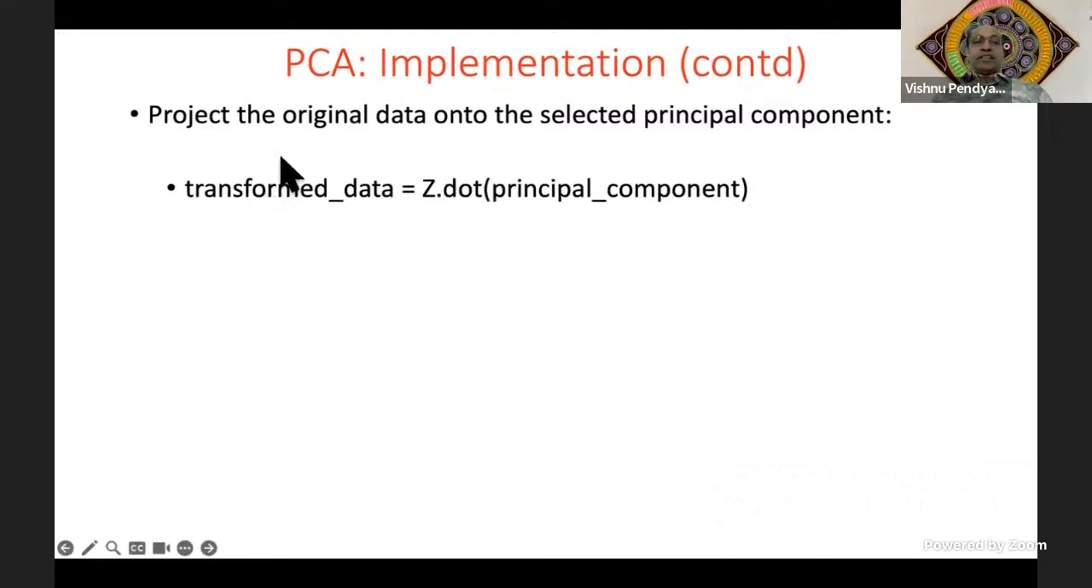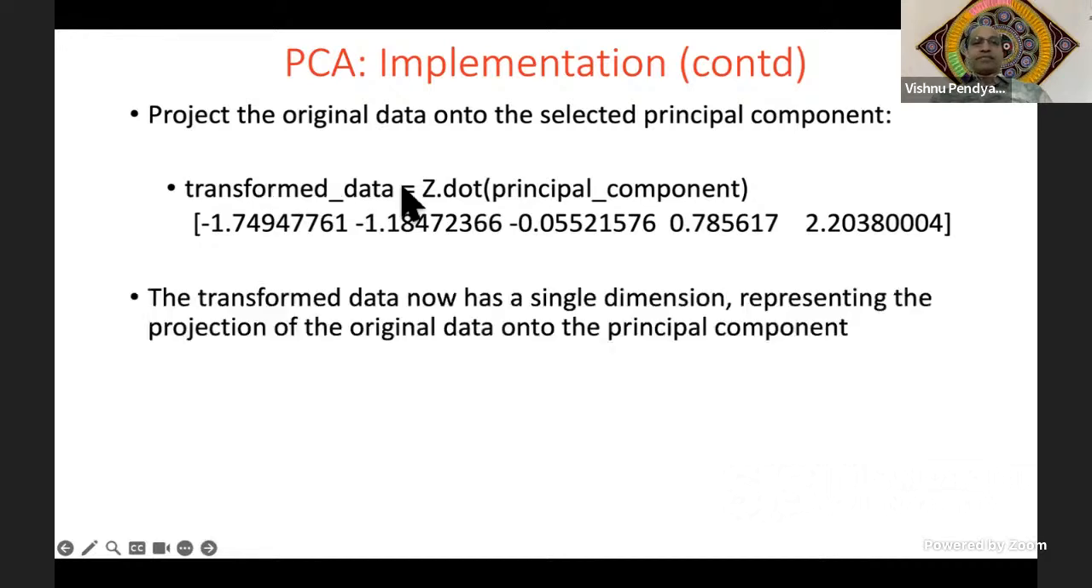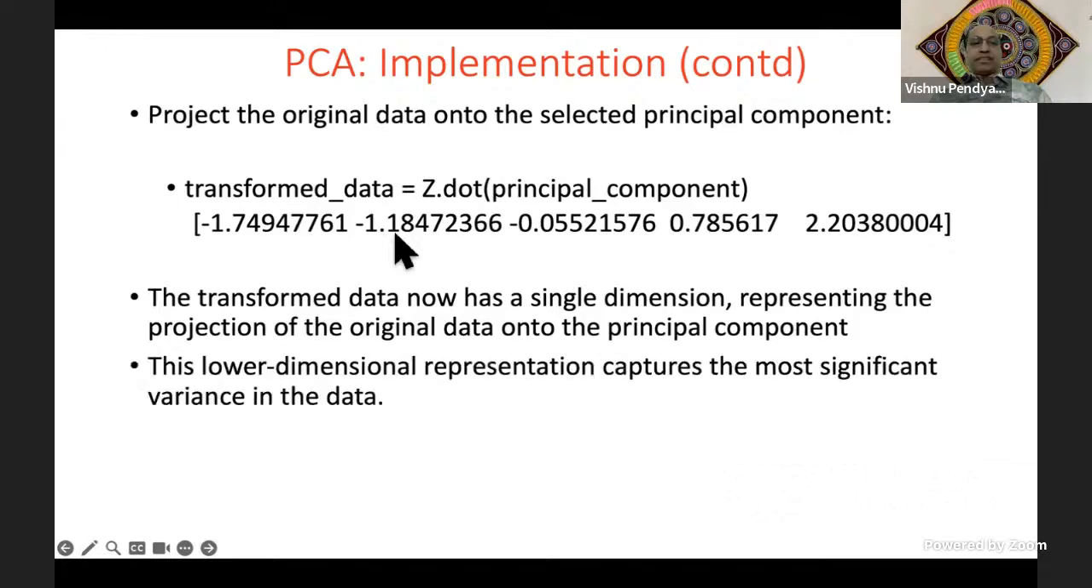So you transform the data using the dot product. Remember, we had to multiply the vector with the original features with the first eigenvector. That's what we are doing here, and you get the first principal component. As you can see, the values are all changed. The transformed data now has a single dimension, probably the x-axis, representing the projection of the original data onto the principal component. The lower dimensional representation captures the most significant variance in the data.